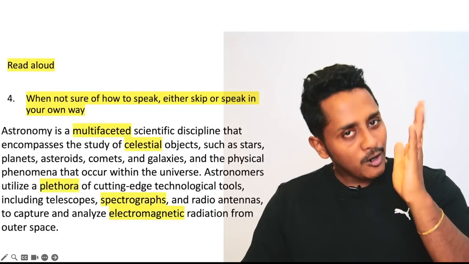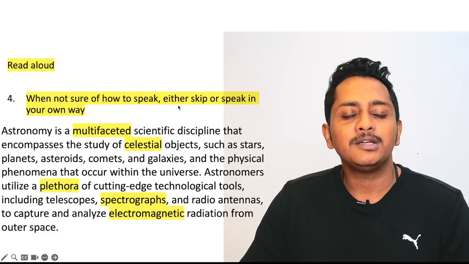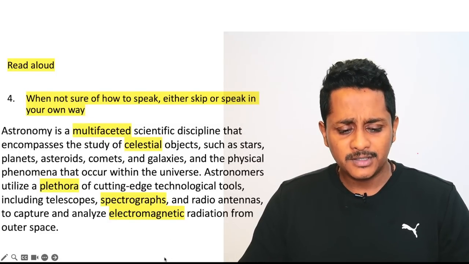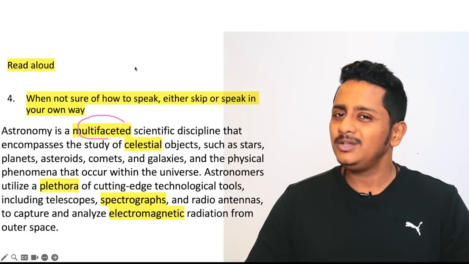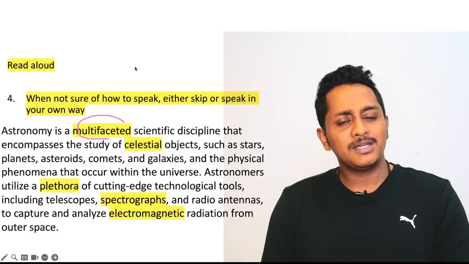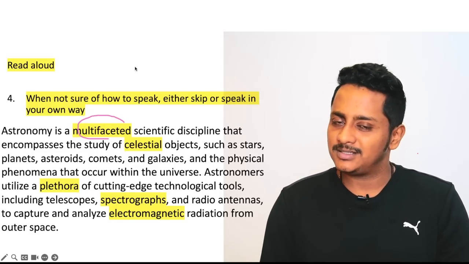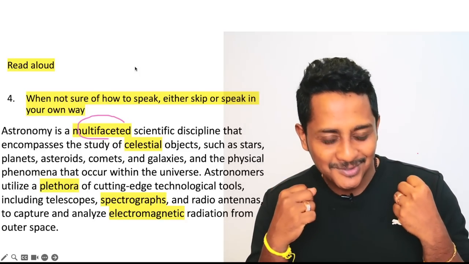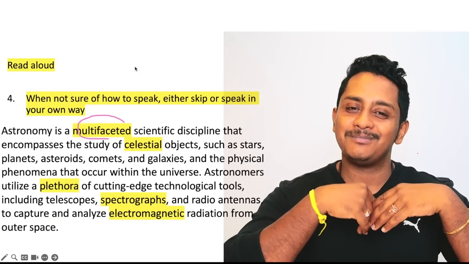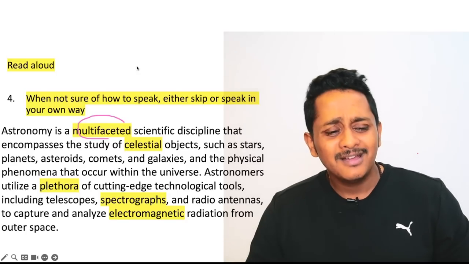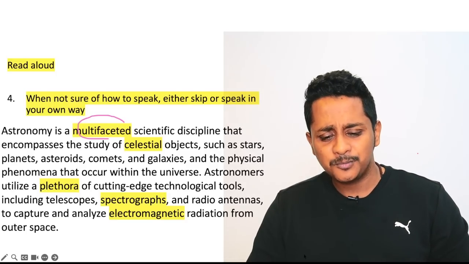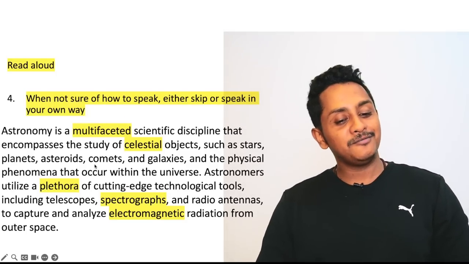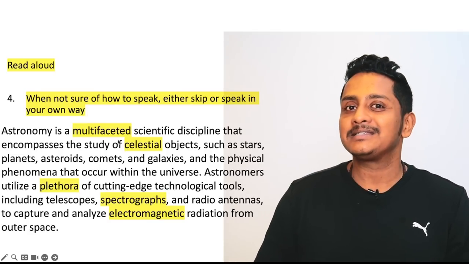Fourth one, when not sure of how to speak, either skip the word or speak in your own way. Some words I'm not sure. This one I don't know. You can skip the word. Astronomy is a scientific discipline that encompasses the study of objects. But sometimes you will not be in a position to skip. You sometimes misinterpret and speak. It's okay, you speak in your own way. Let's say you spoke this word as multiphase. No problem. Astronomy is a multiphase scientific discipline that encompasses.